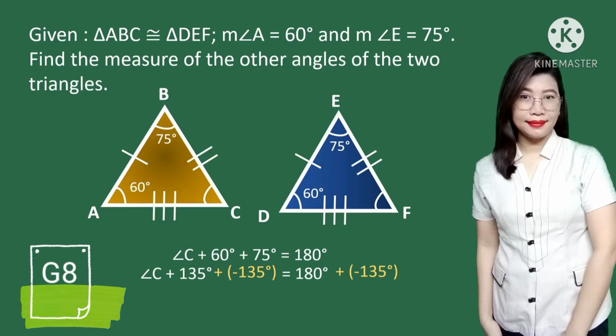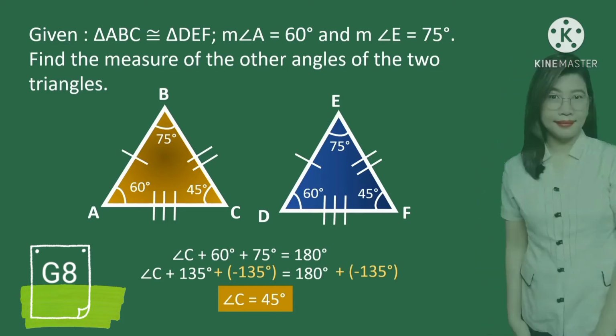On the right side, 180 degrees plus the quantity of negative 135 degrees. So since unlike sign, we're going to subtract. 180 minus 135 is equal to 45 degrees. Therefore, the measure of angle C is 45 degrees. And since angle C is congruent to angle F, the measure of angle F is equal to 45 degrees.